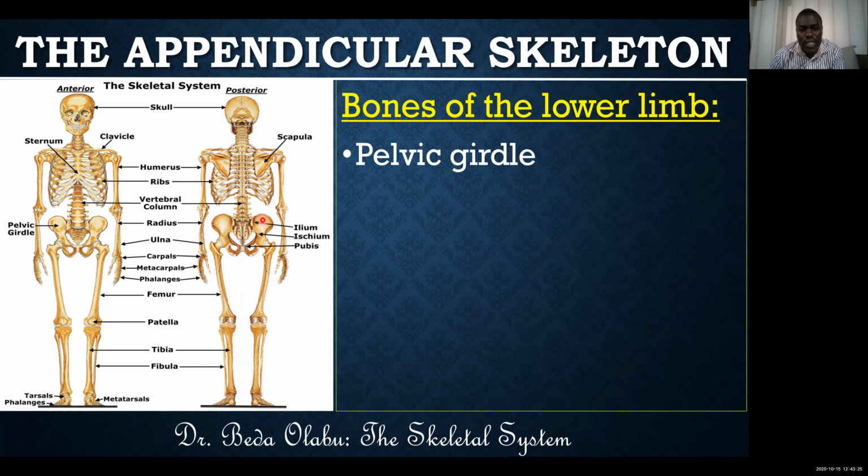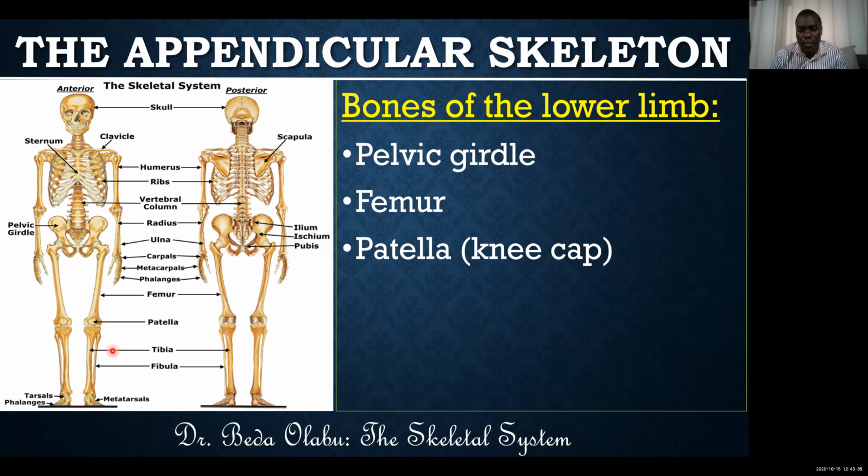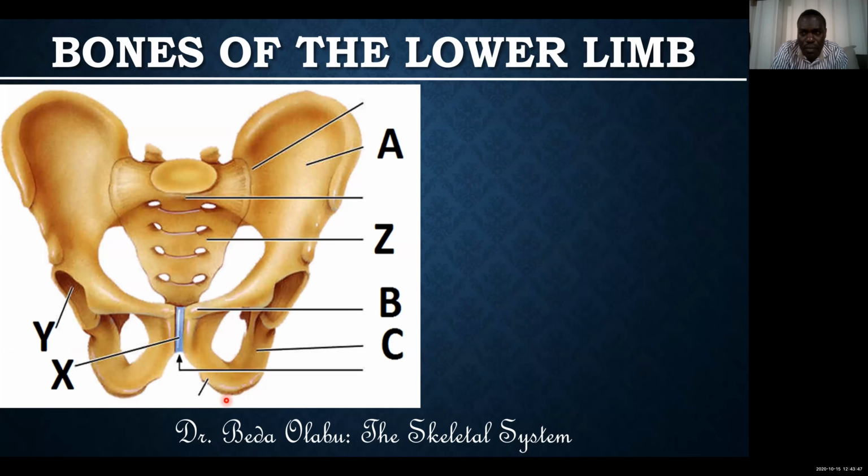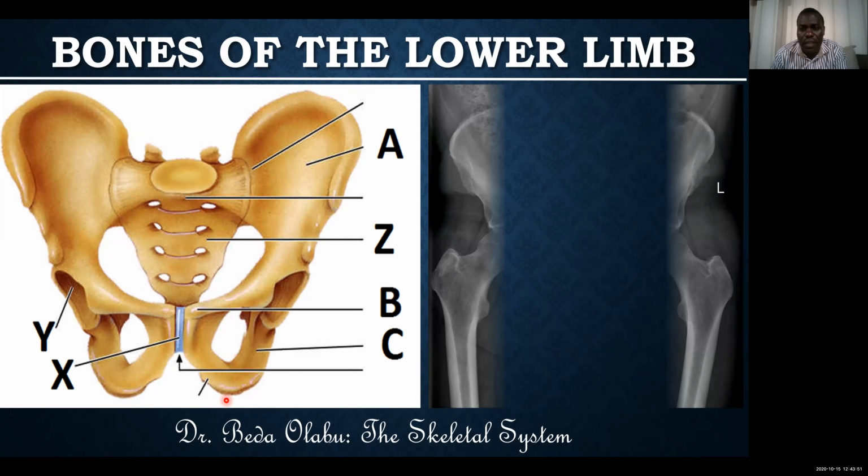So these ones, we call them pelvic girdle. This one, femur. This one, patella. This one, tibia and fibula, the bones of the leg. Then this one, bones of the foot, they are multiple. Let's go through them. We start with the pelvic girdle.